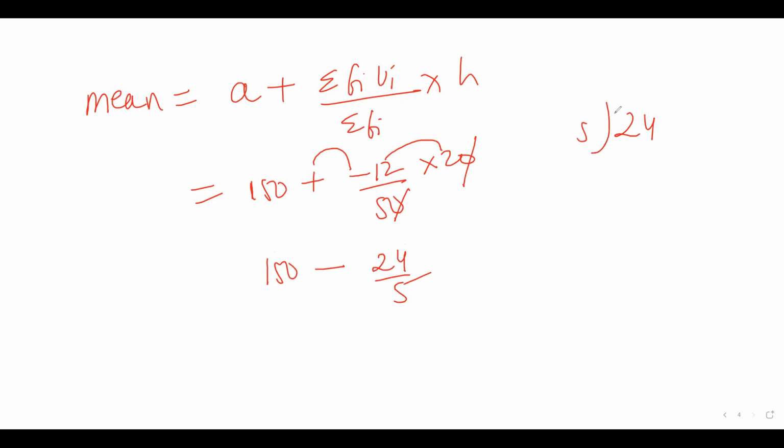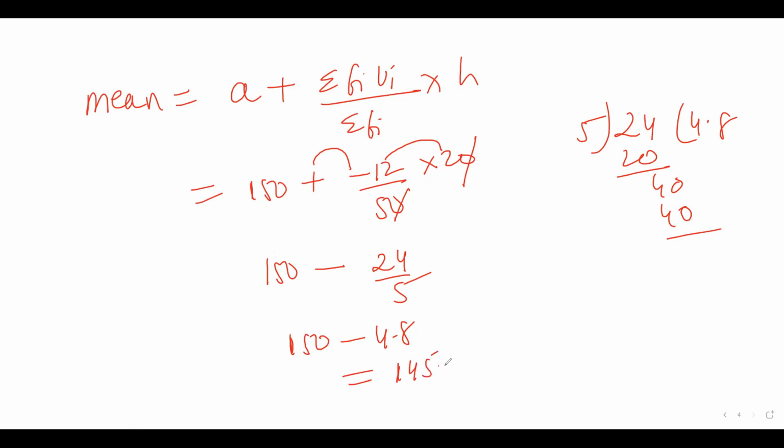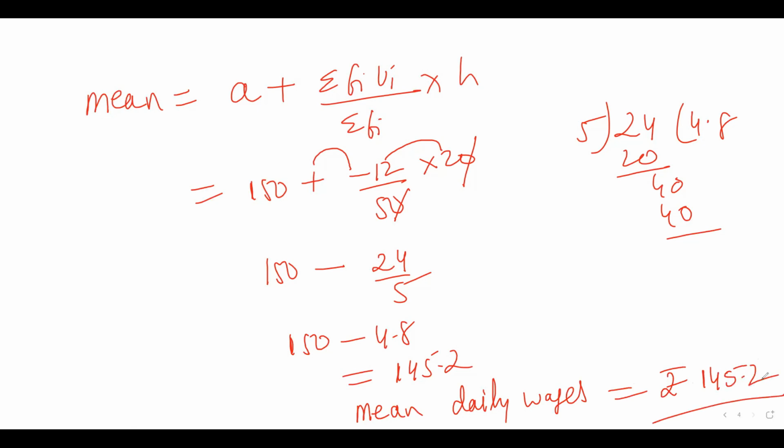In the previous case, we did 24 by 5. 5 4s are 20, 5 8s are 40. What is 150 minus 4.8? Is it 145.2? So again, we got the same answer. The answer is mean daily wages, rupees 145.2. So whatever may be the method, if you do it properly, you will get the same answer.